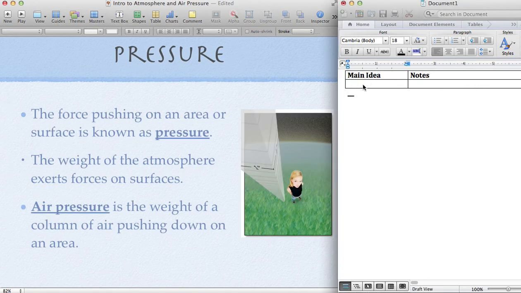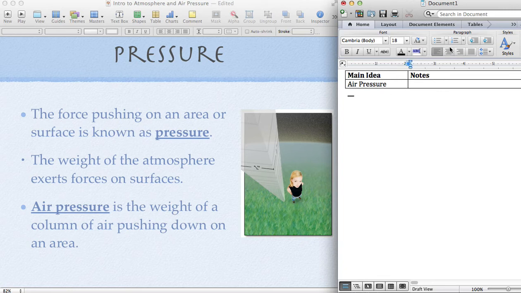Air pressure is defined as the weight of a column of air pushing down on a given area. The force pushing on an area is known as pressure. And so we'll take our own notes here. Air pressure is our main idea. Make sure we get a definition of air pressure, and that's basically what you need for this slide. The force pushing down on an area is known as pressure. The weight of the atmosphere is pushing down on a surface, and we call that air pressure.